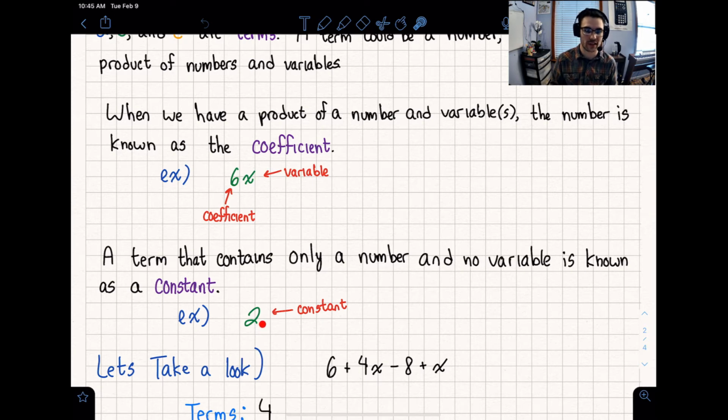And the reason we call this a constant is because when we graph variables, the value of the variable is changing. When we graph constants, however, it doesn't change. It constantly stays at that number. So 2 is a constant.